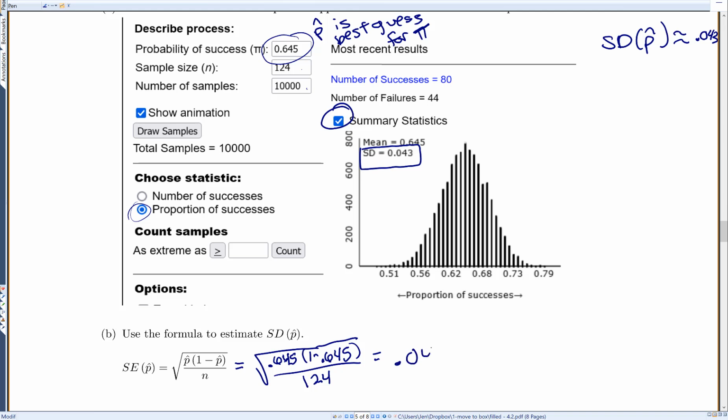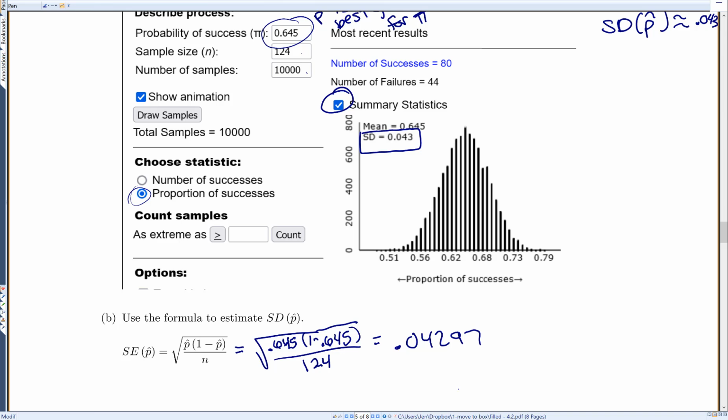So 0.04297. Okay, so that's my best estimate of the standard deviation of all the possible sample proportions using the formula. Notice my standard deviation from the simulation and my standard deviation using the formula are going to be so similar. You could do it either way.